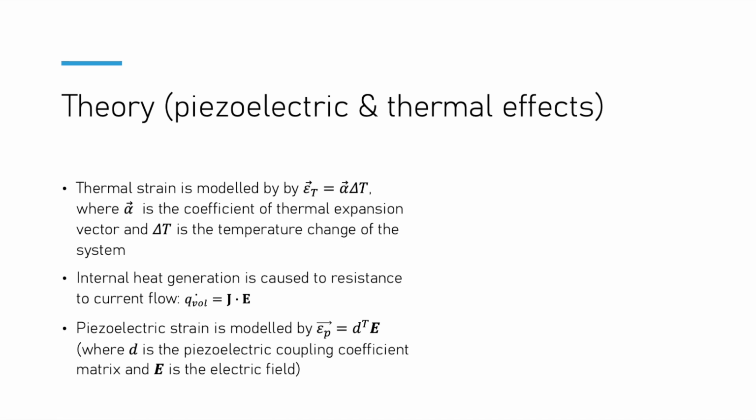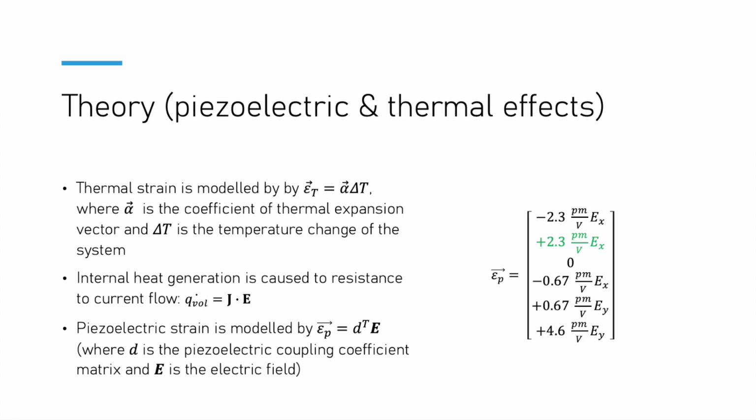This is related to the current density and the electric field, described by Q dot vol is equal to J dot E. Piezoelectric strain is modeled by epsilon P is equal to D transpose E, where D is the piezoelectric coupling matrix and E is the electric field. Solving the piezoelectric strain for this material gives the following result.